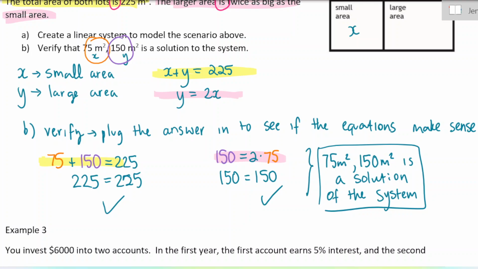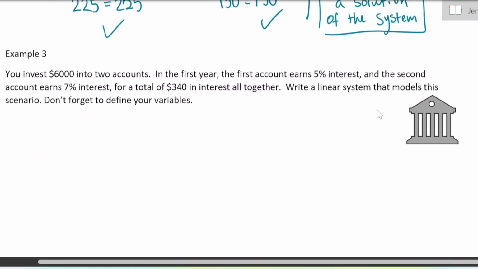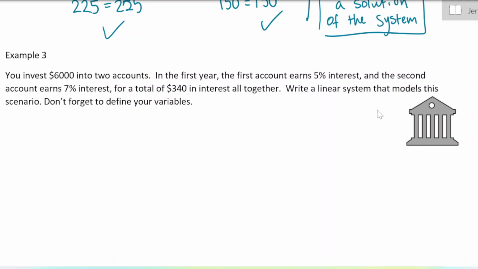Okay, let's do the last one. It's the hardest one. This is going to be one that you'll see throughout the chapter. So I did want to put it here because you'll see it definitely a few times and maybe even on one of our quizzes or tests. Okay, so first piece of information is you invest $6,000 into 2 different accounts. Okay, and then it says in the first year, the first account earns 5% interest. And the second account earns 7% interest for a total of $340 altogether.